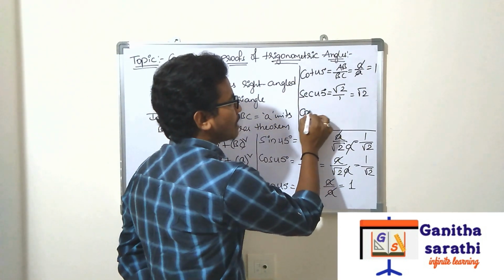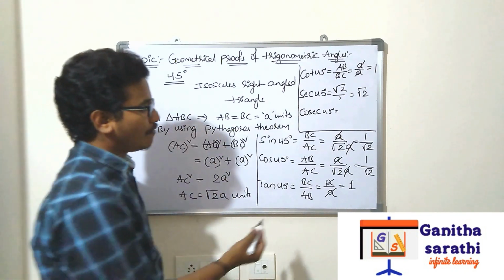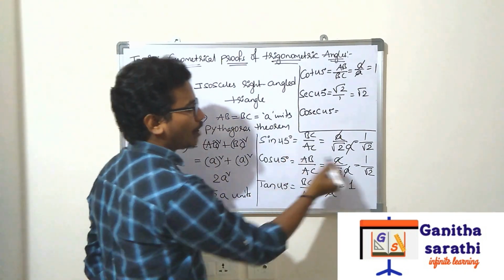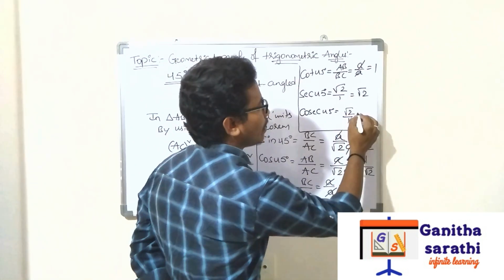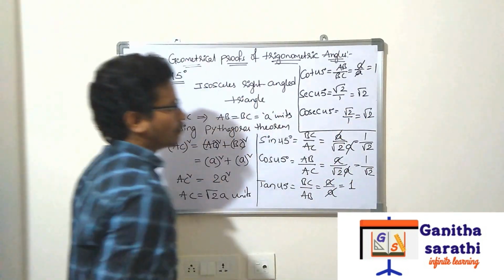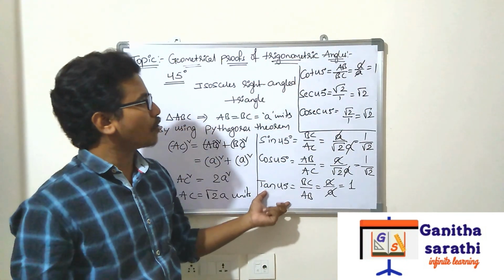Next, cosecant 45. Cosecant 45 means what? Cosecant 45 means reciprocal of sine. What is the value of sine? 1 by root 2. So cosecant 45 will be root 2 by 1. That will be root 2. So these are the 6 trigonometric ratios of 45 degrees.